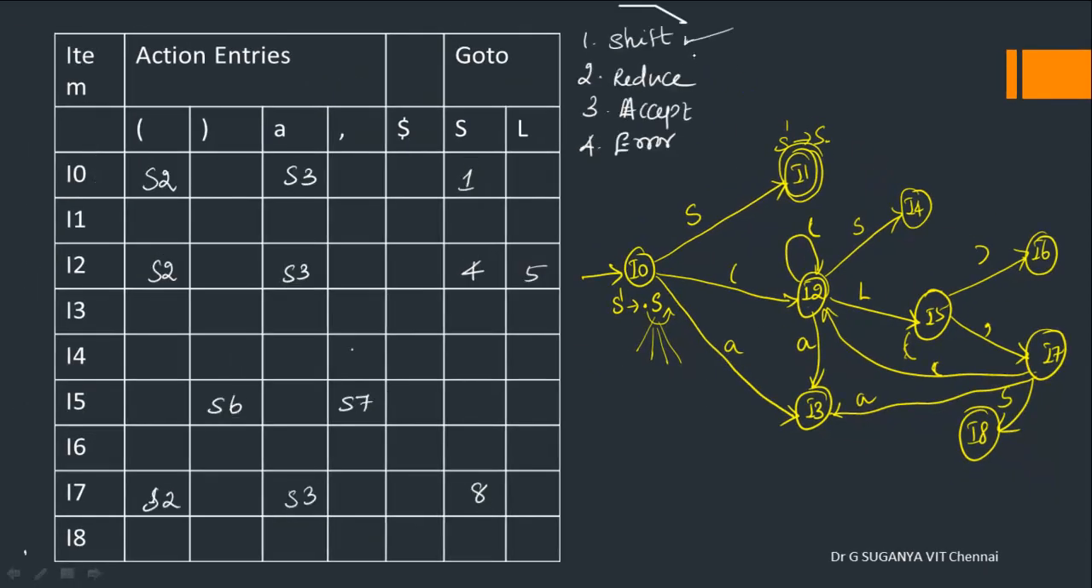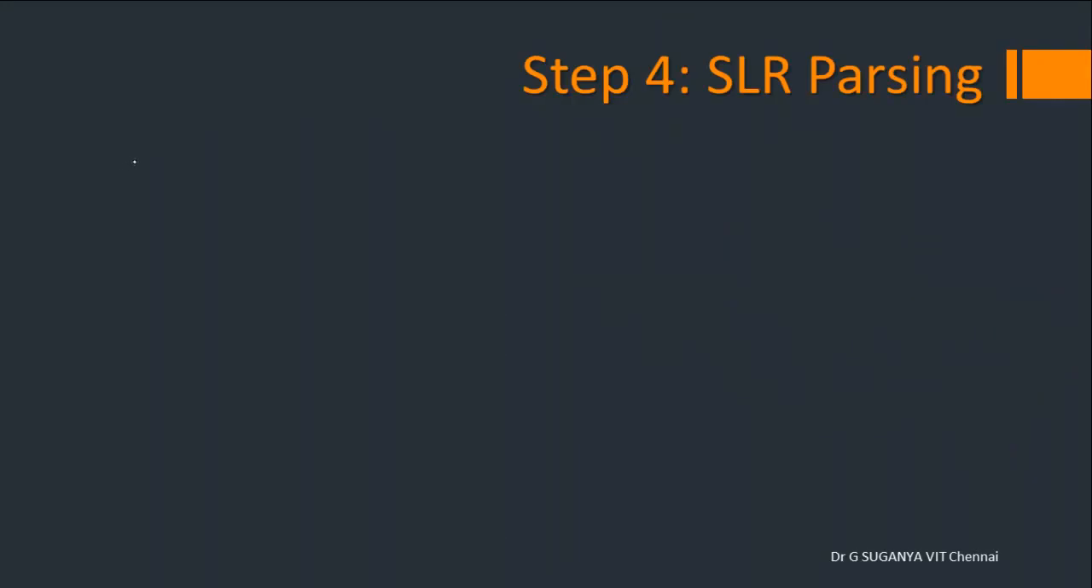Once done with filling up shift and go to, we'll move on to reduce. So to fill up the reduce entries, first we have to identify the follow of all the non-terminals. So let's do that first. This is the given grammar. S gives A, and L gives L comma S, and L gives S. So this is the given grammar. So to compute follow, we need first.